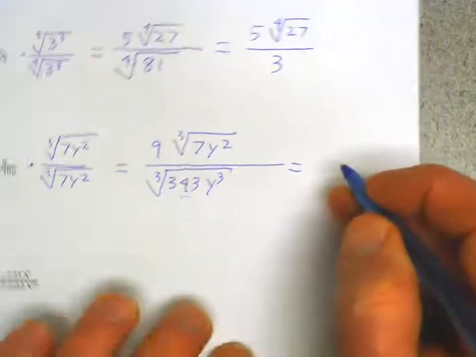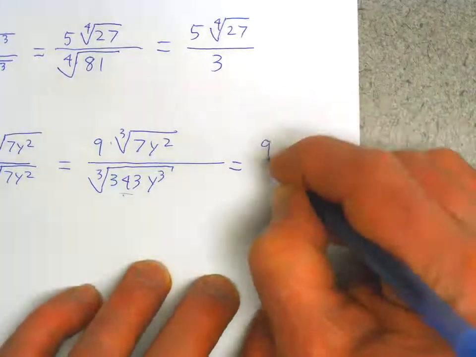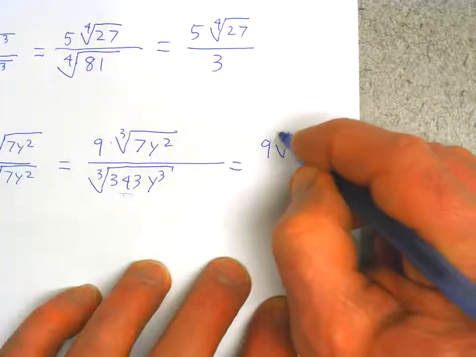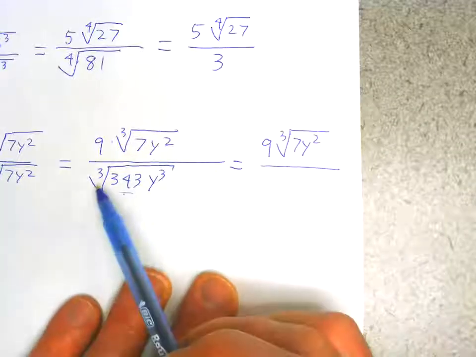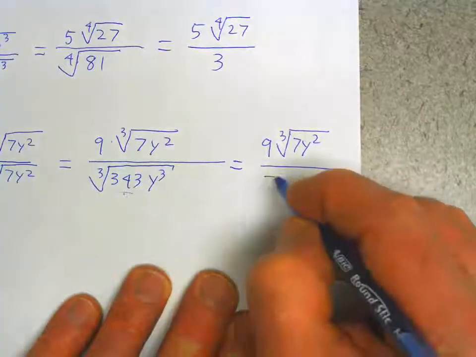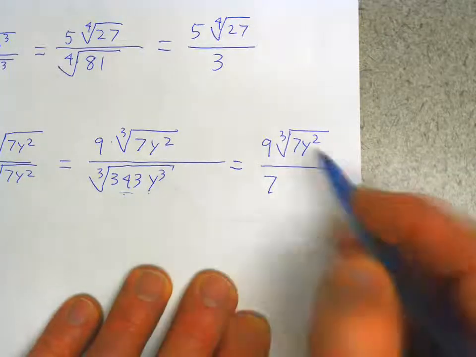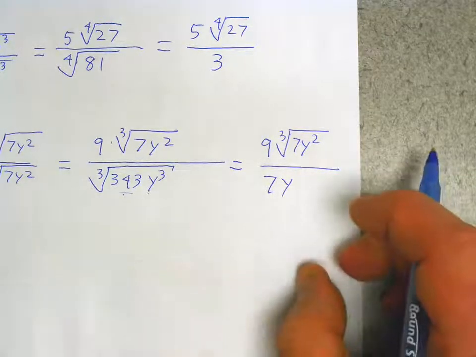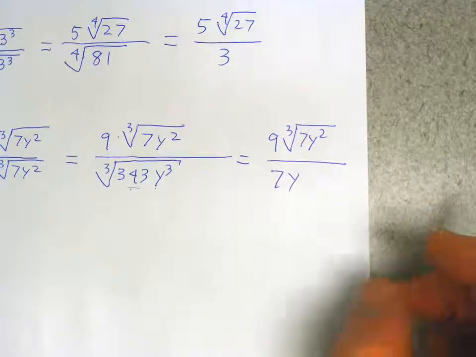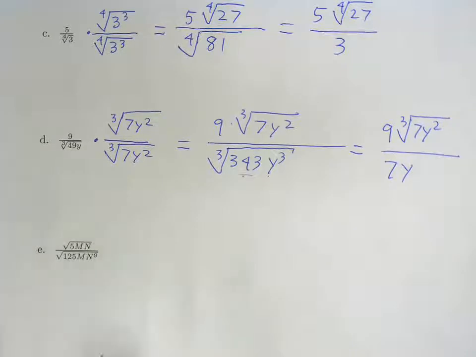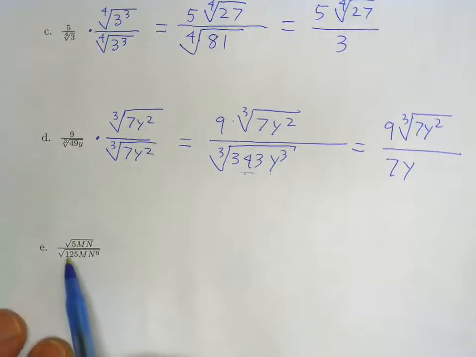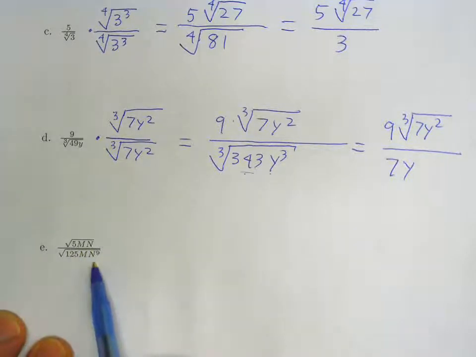And then in the last step, we can write the numerator 9 times the cube root of 7y to the second. And in the denominator, the cube root of 343 is 7. And the cube root of y to the third is just y, which is y to the first. Okay, the final example here, the square root of 5mn divided by the square root of 125m n to the 8th.